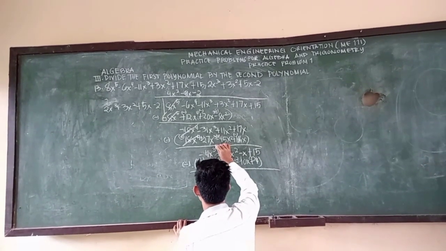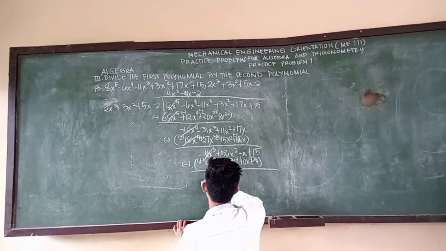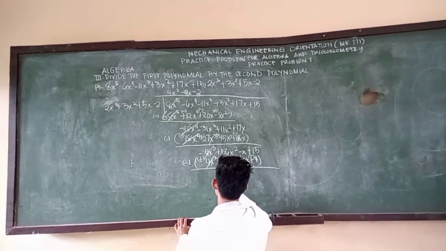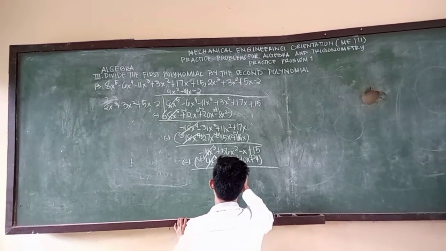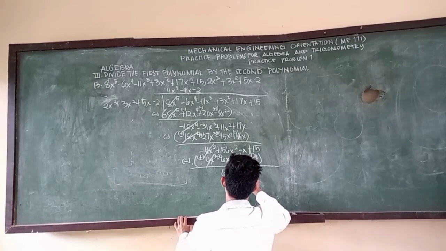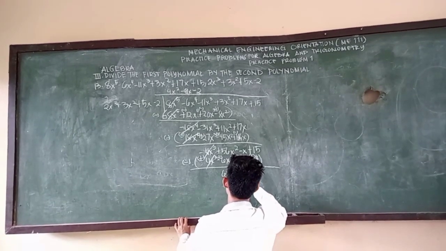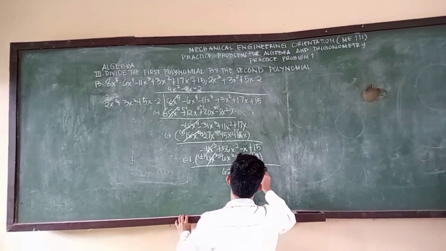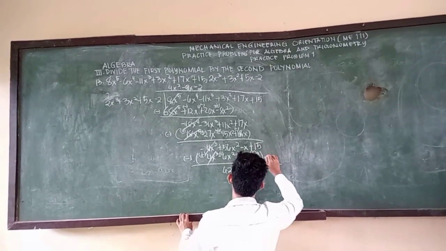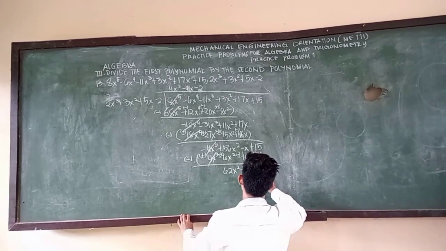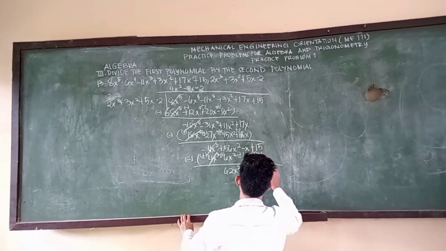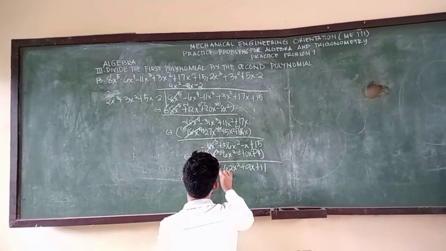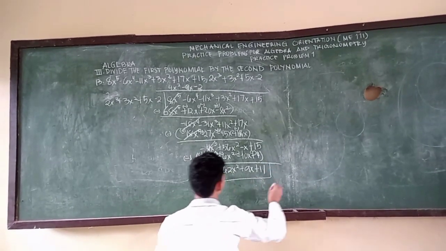Negative 4x cubed plus 4x cubed cancelled. 56x squared plus 6x squared is 62x squared. Negative 10x minus x is negative 9x. And then 15 minus 4 is 11. So here is our remainder.